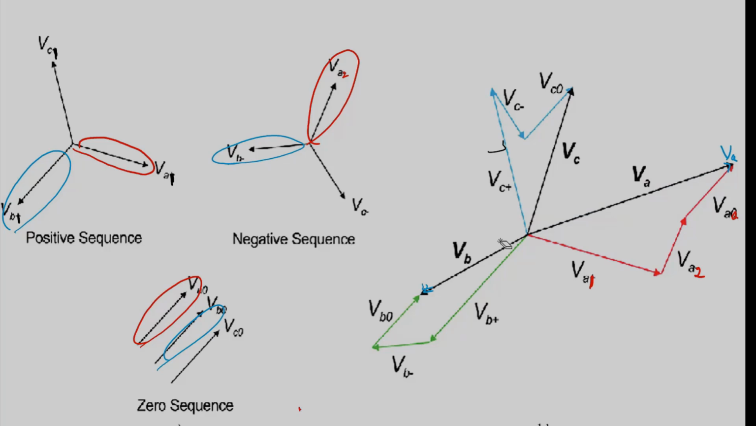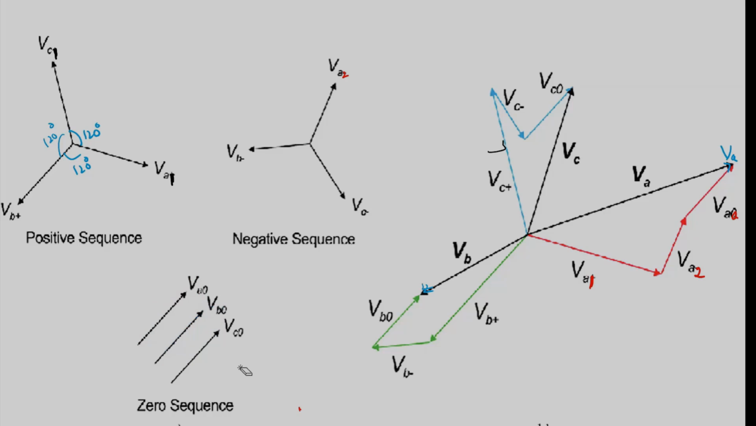Now you can see these three are balanced. Why balanced? 120 degrees phase angle between each of them, and the second point is their magnitudes are the same. Similarly, the negative sequence components are also balanced, and the zero sequence components are also balanced, but there is no phase angle between them. Understand? So it is a purely mathematical concept. Remember it simply as a mathematical principle.